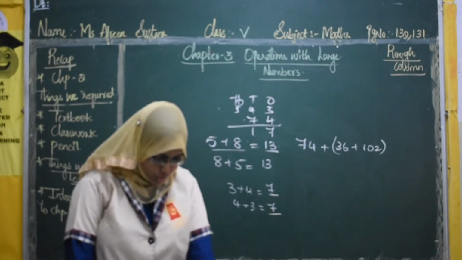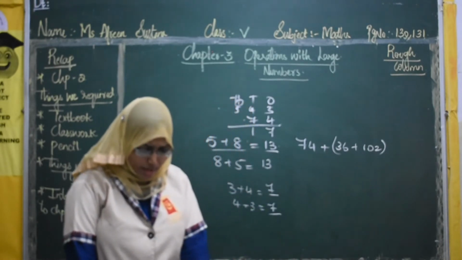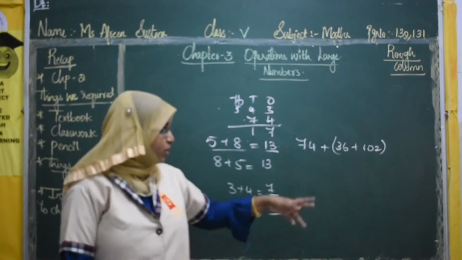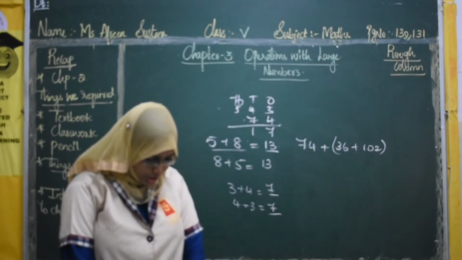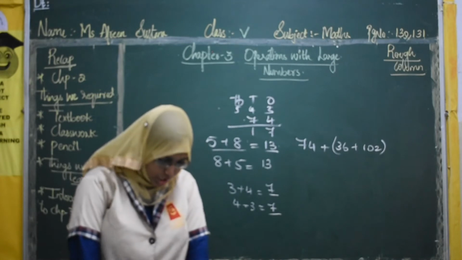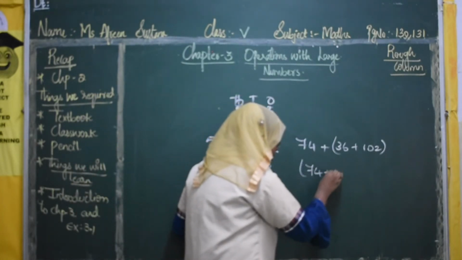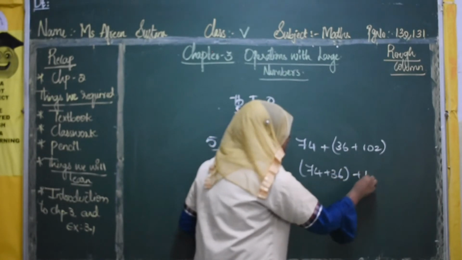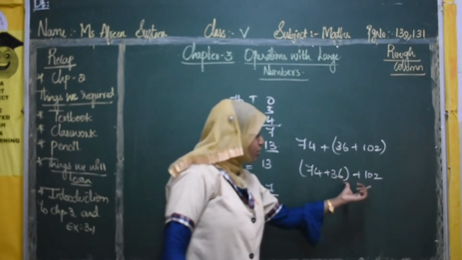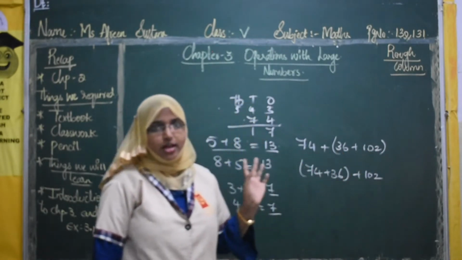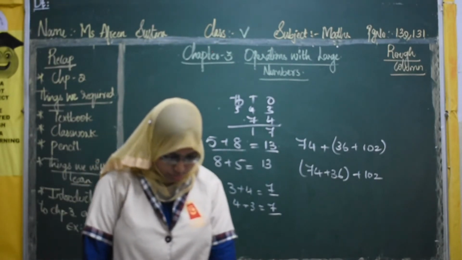So we often use grouping. We have grouped the two numbers while adding more than two numbers. There are three numbers here, 1, 2, 3. Right? There is no change in the sum if the group is changed. If I change the order, instead I have written 74 plus 36, then 102. Still the answer is the same. If you change the group also, the result will be the same. Right?